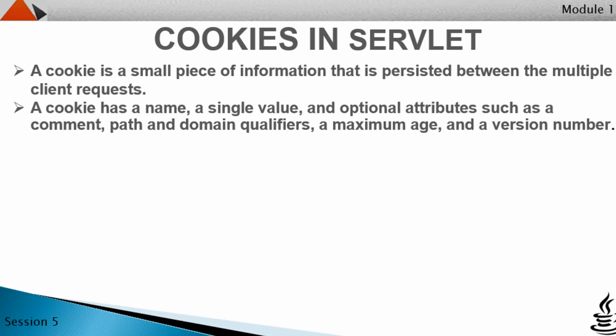A cookie is a small piece of information that is persisted between multiple client requests. A cookie has a name, a single value, and optional attributes such as a comment, path, and domain qualifiers, a maximum age, and a version number.